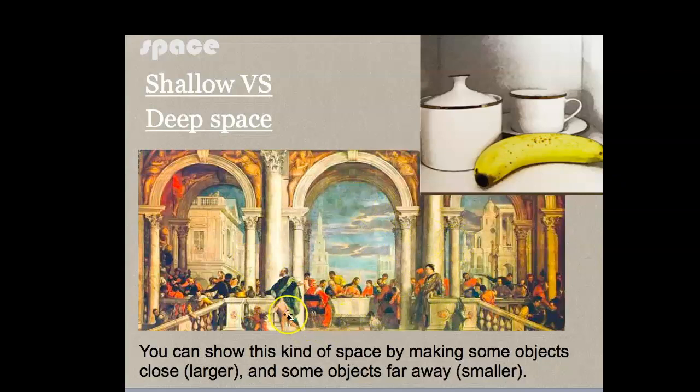And as our eyes explore further backwards, the objects start to get smaller, and you can really see that in these buildings up here as the buildings recede further away and the windows start to get smaller and more obscure, really creating that sense of deep space.